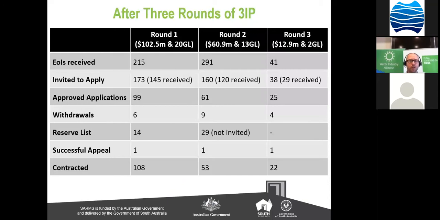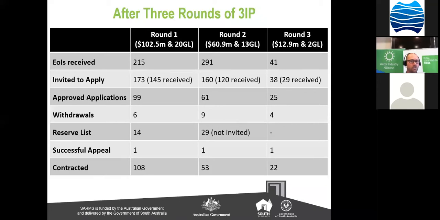It's been an interesting story over time with the 3RP. The demand was extremely high in rounds one and two. And as I mentioned earlier, we have now run out of that stream two funding. That actually occurred in round two. So you'll see in the round two column there, if you look at the reserve list number, we actually had 29 reserve list projects that we weren't able to invite through to funding, just simply because they were looking for stream two and three funding, and we had run out of the stream two funding.